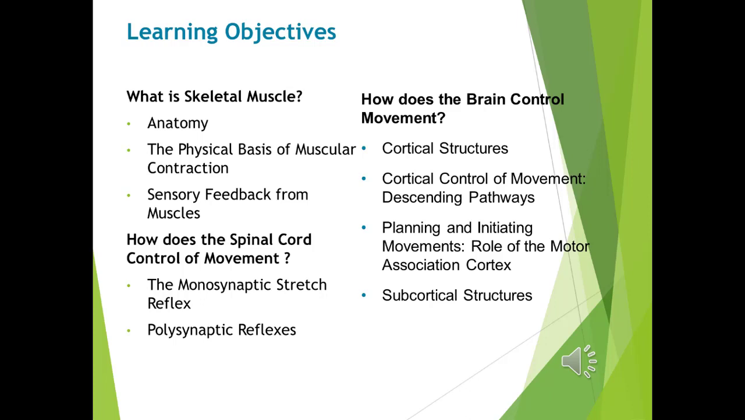In the third part of this lecture, we're going to talk about how exactly the brain controls movement, focusing specifically on cortical structures, the control of movement through descending pathways, planning and initiation of movement, focusing specifically on the association cortex, and also subcortical structures involved in the brain level control of movement.